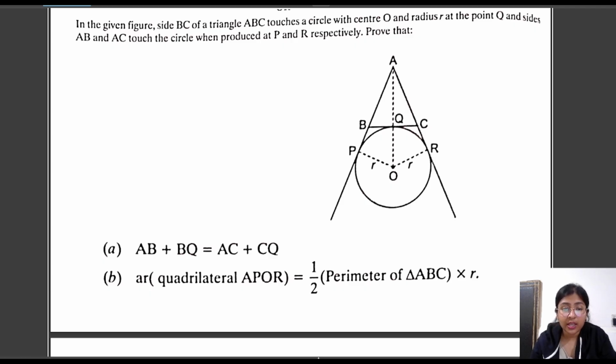So what do we have to do? We have to prove this result. What is it? AB plus BQ is equal to AC plus CQ. Very easy question. Okay, see this. We need to prove this.